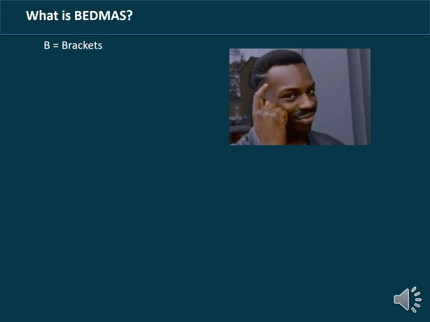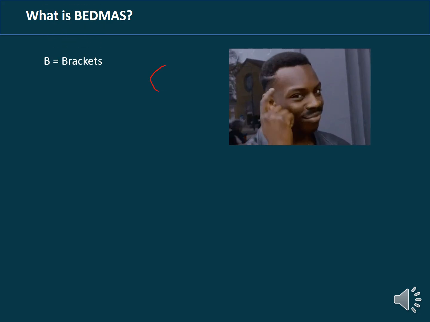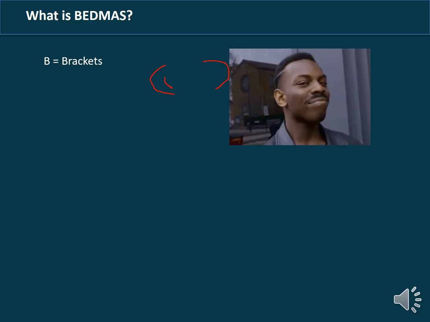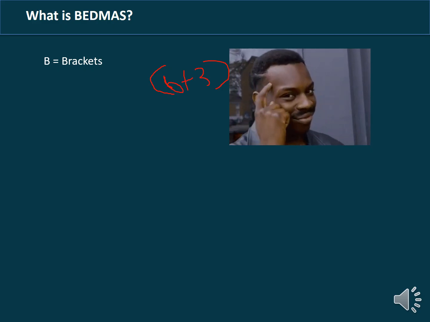What is BEDMAS? Well, BEDMAS is the order of operations, how you do your operations, and what goes first, what goes second. Or else if you don't do it like this, then most of the time you'll get the answer wrong. So first we have to do is brackets for B. Brackets or parentheses, they look like this. Numbers that you put in the middle of them, like 6 plus 3, these always go first, alright?